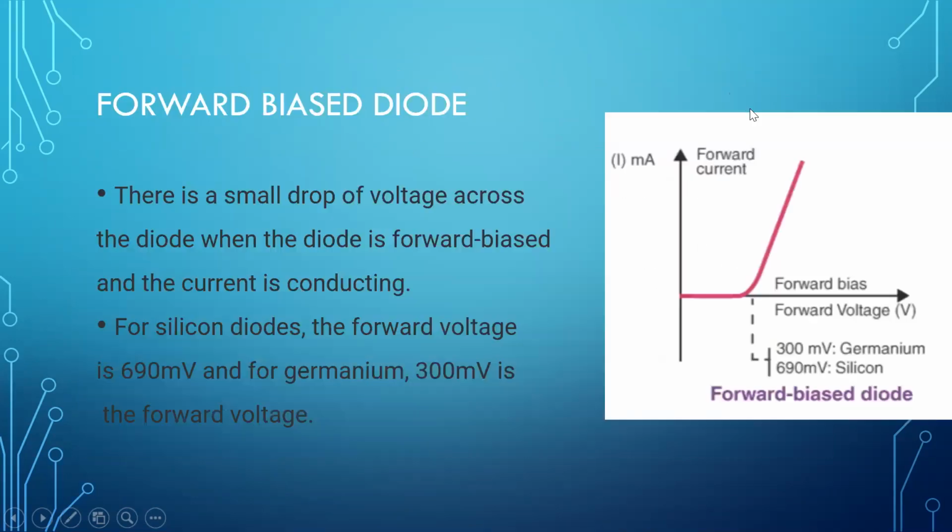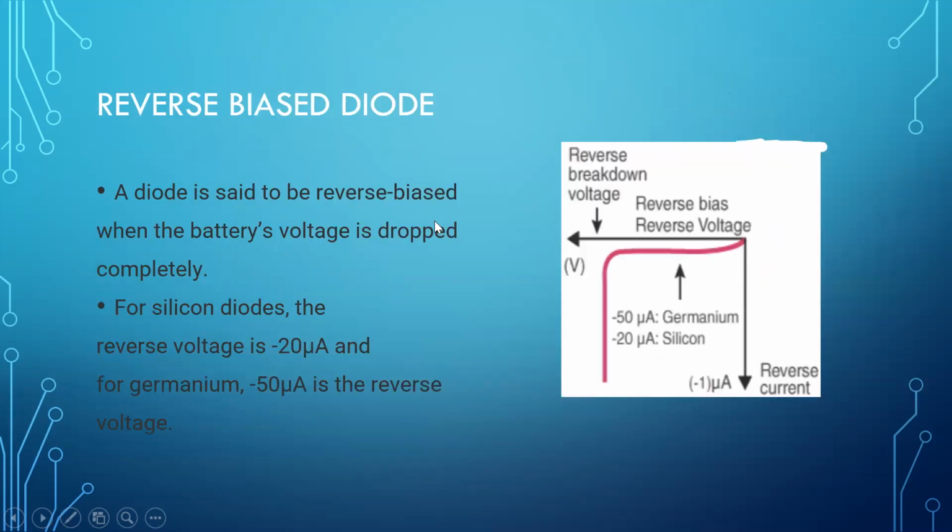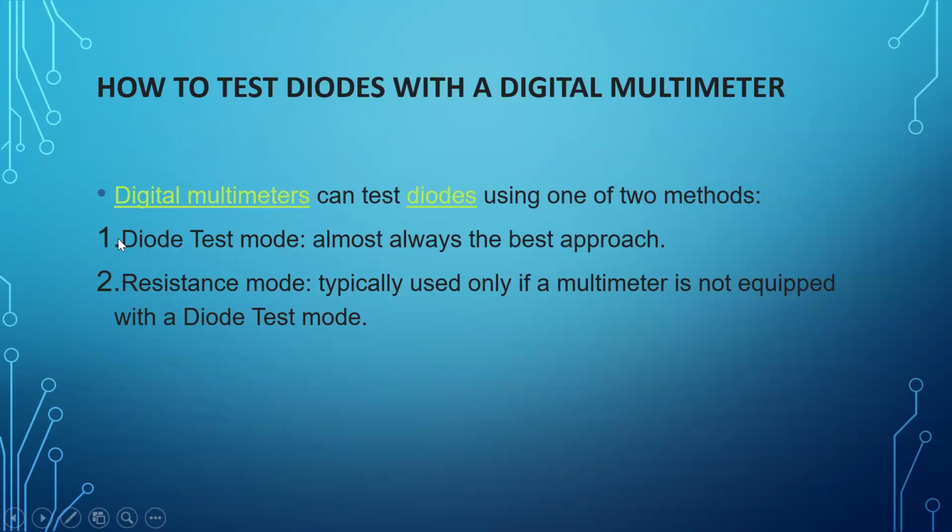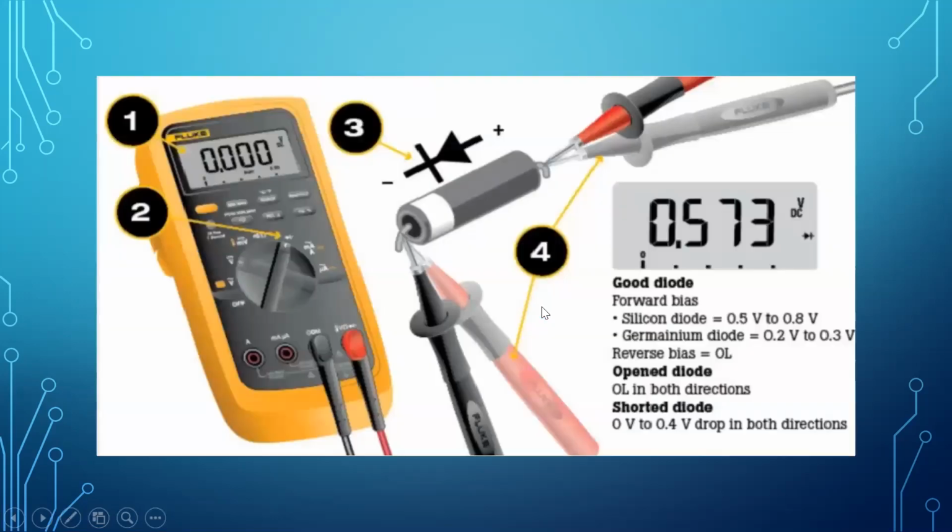Now one main thing that you must remember is that there are two modes when we test a diode using a digital multimeter. One is the diode test mode. There is a switch on the multimeter with the diode symbol on it. When you keep the switch on that mode, it is the diode test mode. Otherwise, you can keep it in the minimal resistance mode, the minimum resistance value given on the multimeter. So we are going to test it both ways.